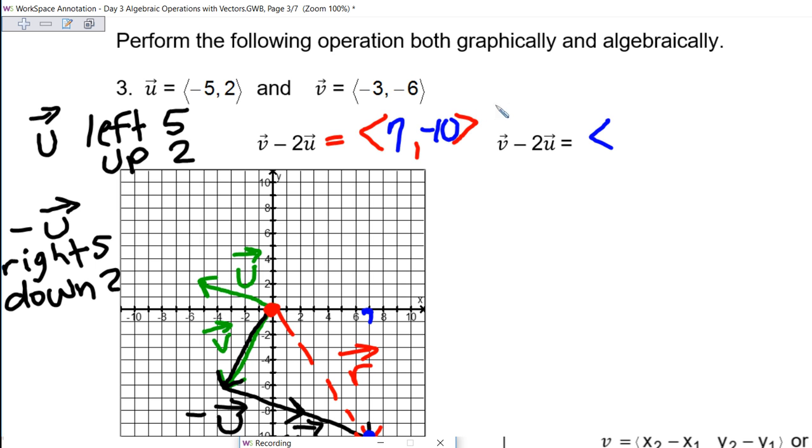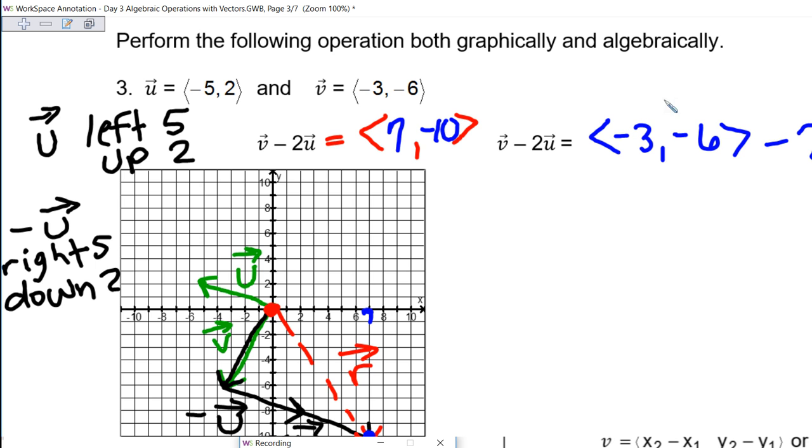So vector v, its component form is negative 3, negative 6. And then after vector v, what do you see? Minus 2. And after the minus 2, what do you see? Vector u. So for vector u, put the component form. So for vector u, it's negative 5, 2. And from here forward, it's essentially just PEMDAS. So what do you think I would do next?